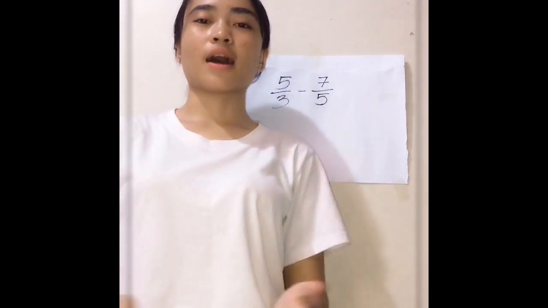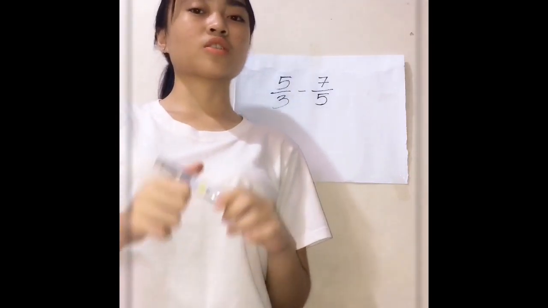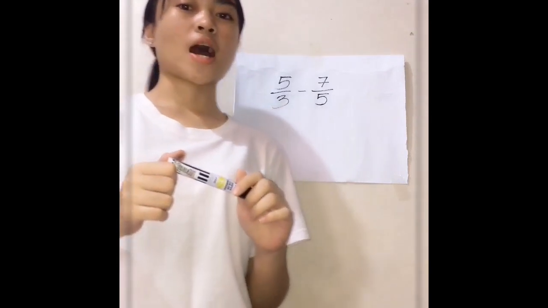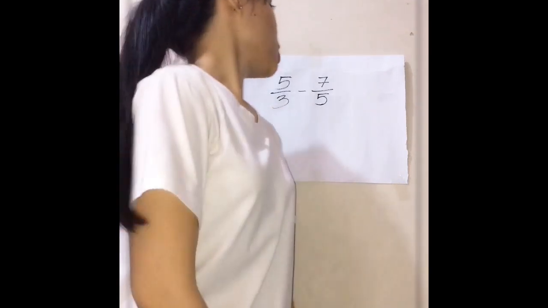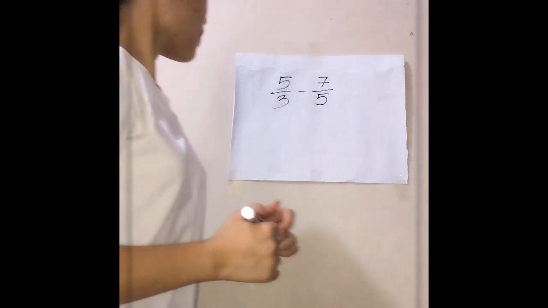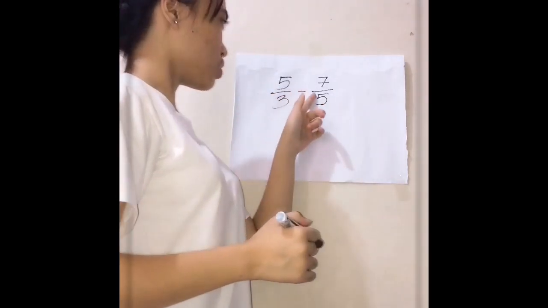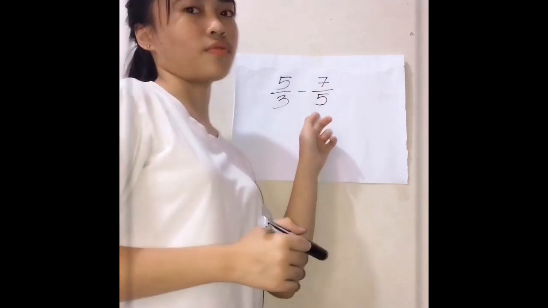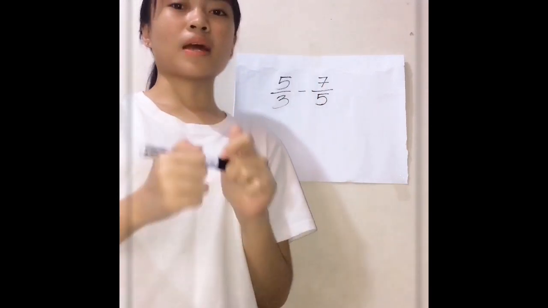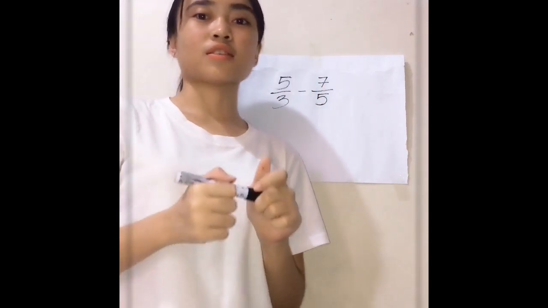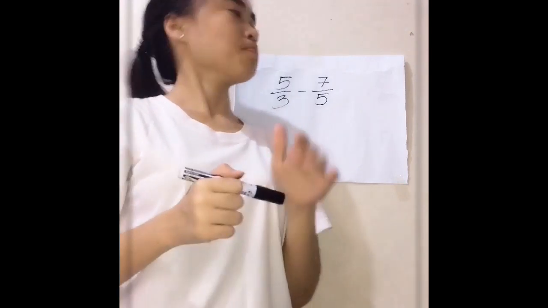Hi guys! The lesson for today is all about subtracting improper fractions. Let's look. The improper fraction here is 5/3 minus 7/5. So, we can multiply the denominators to get the common denominator of 15.